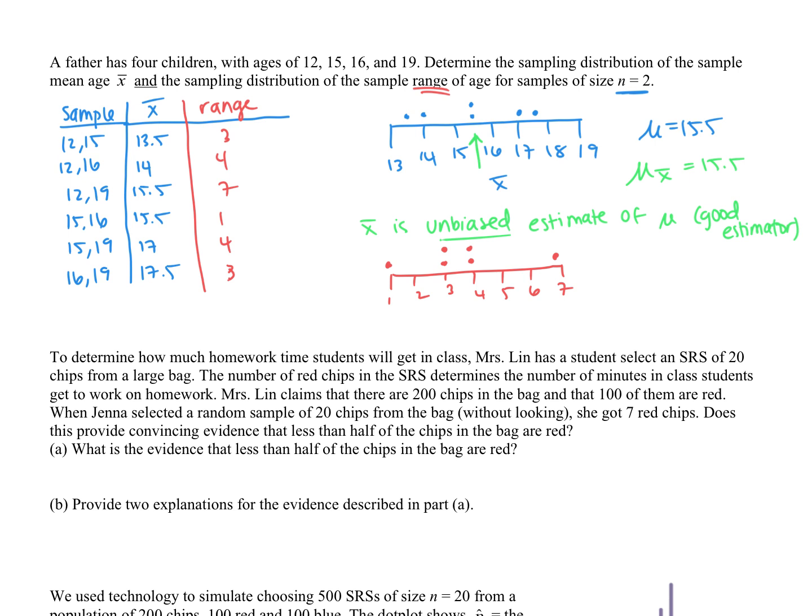Okay, what is the actual range of the population? 7. So that's right here. So the population range, there's no symbol for that, is 7. Do we think then that our sample range is a good estimate? No, because the center's not at 7. If you actually averaged up those 6 ranges, you would get 3.67. So our sample range tends to be too small.